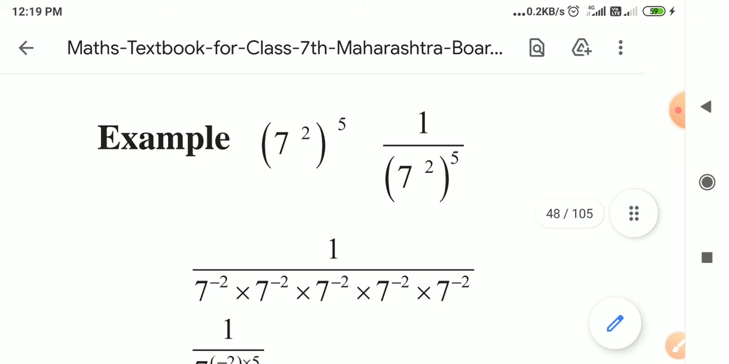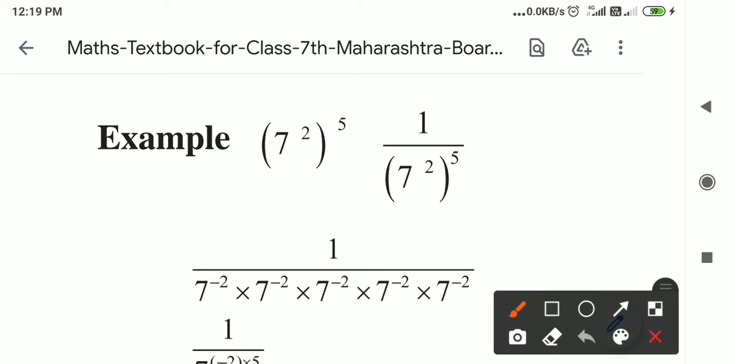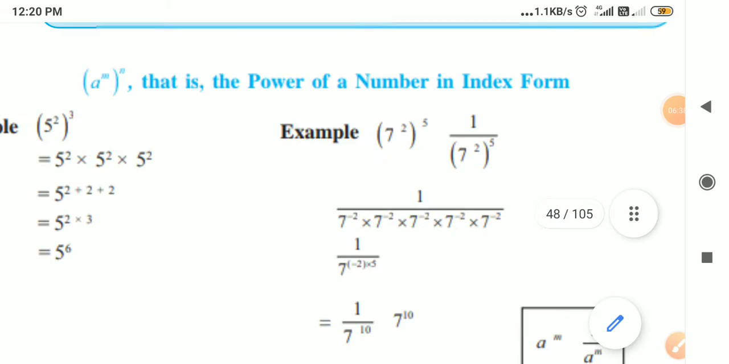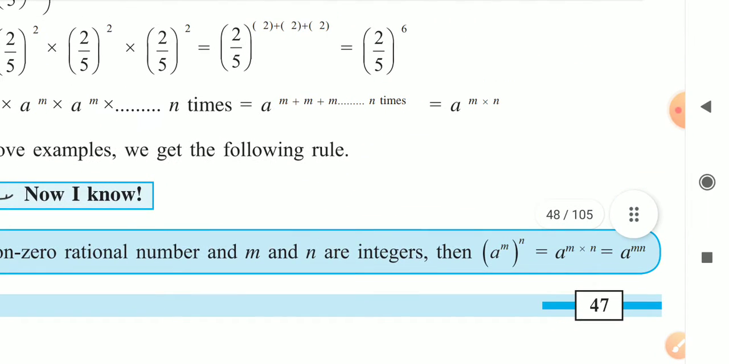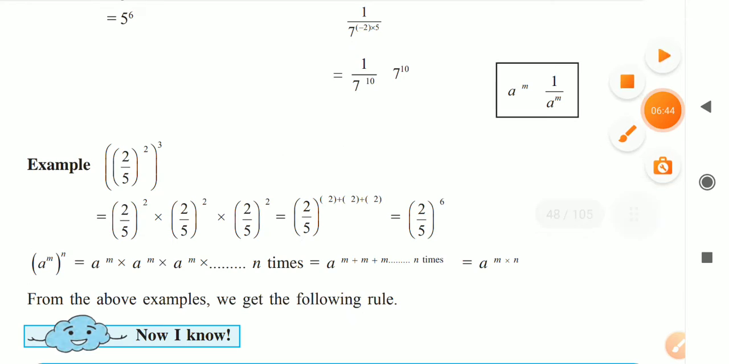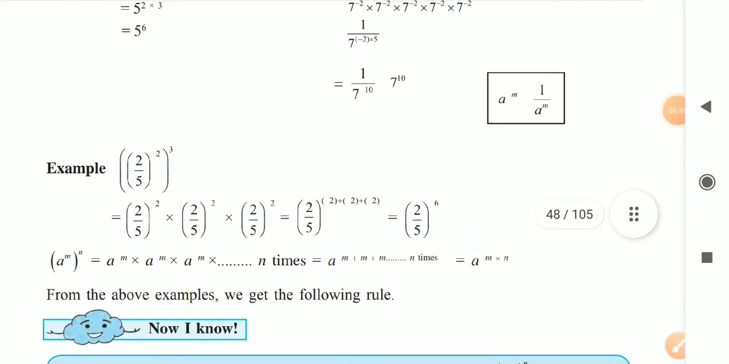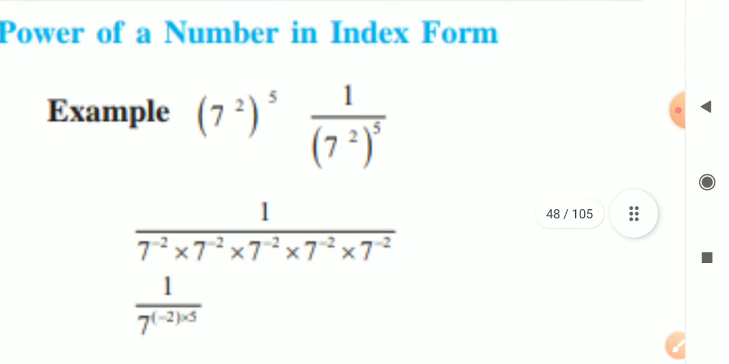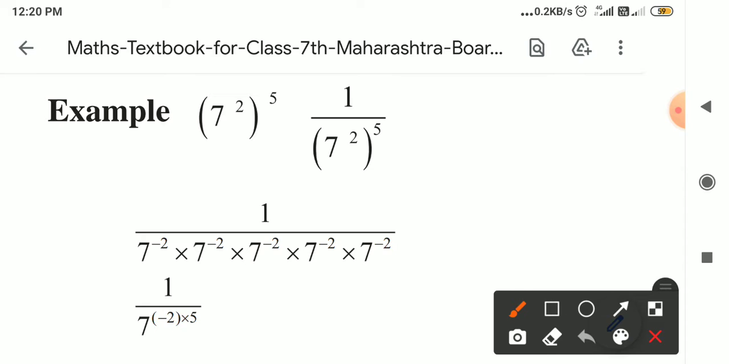Now one more example we will see for practice. Here 7 raised to 2 raised to 5. I think a printing mistake may be there, because here it is minus 5. One minute, I will check the textbook. Maybe some mistake is there, otherwise a printing mistake. So in this question we saw 7 raised to 2 raised to 5, but in our textbook the printing mistake is there, minus 2 is here.